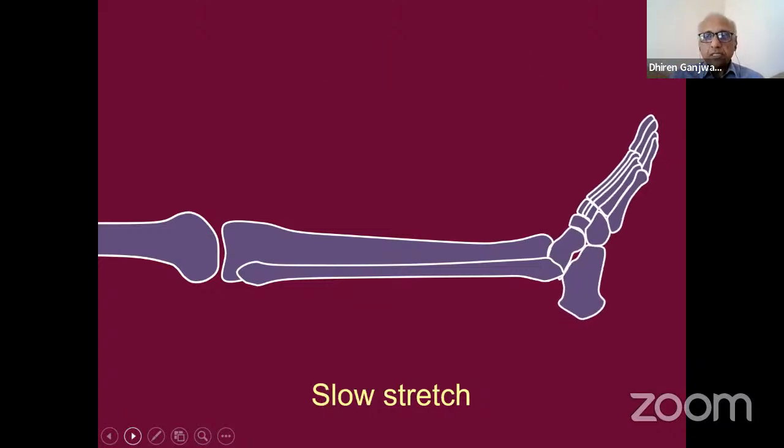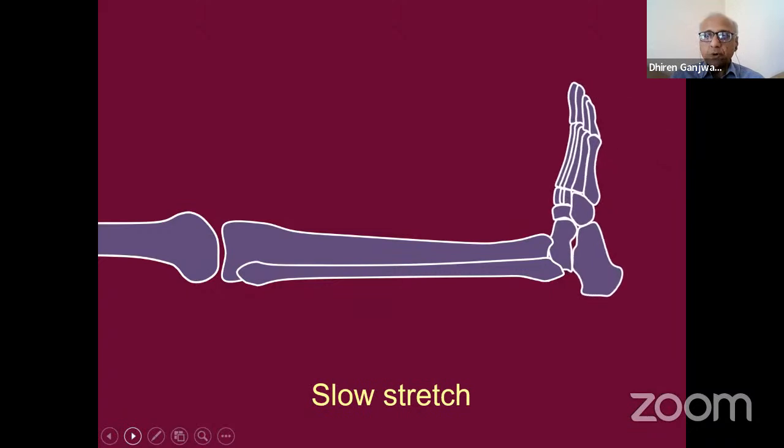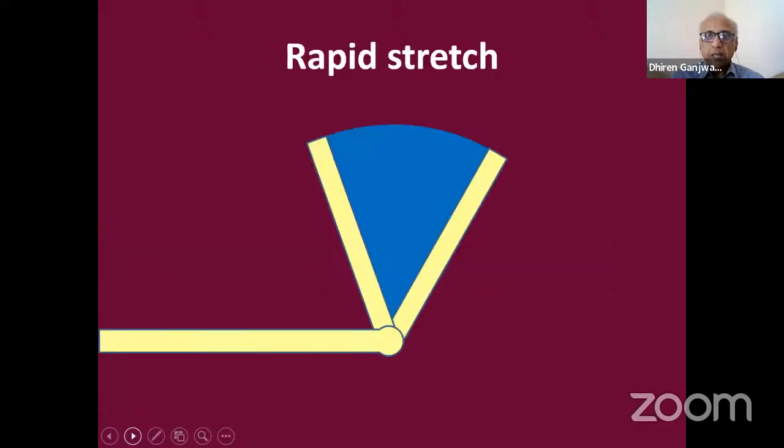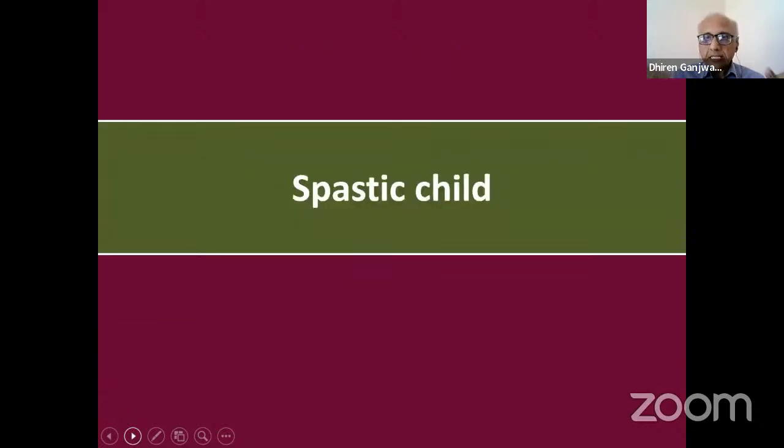Now, whether we carry this out slowly or rapidly, it's going to be the same in a normal person. So in a normal person, the arc is the same. Even if we carry out a rapid stretch, the arc is 50 degrees. On the other hand, if we carry out a slow stretch, again, the arc of movement at the ankle is going to remain the same, at 50 degrees. Now let's take a spastic child, and for the example, the calf muscle is spastic. This spastic child is going to behave differently than the normal child, and how that is different, we will see.